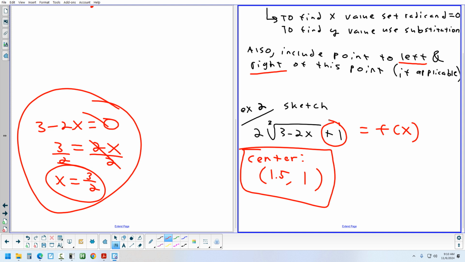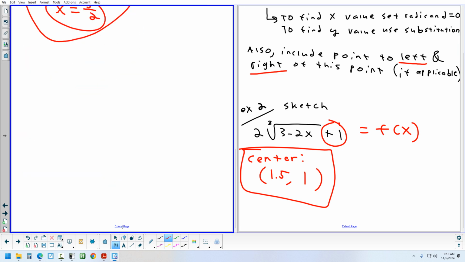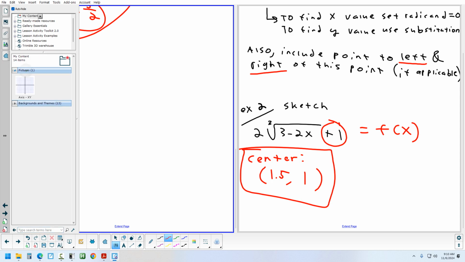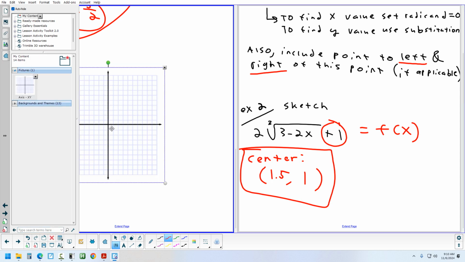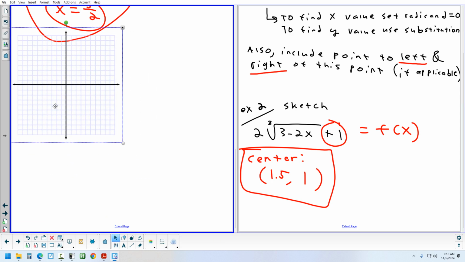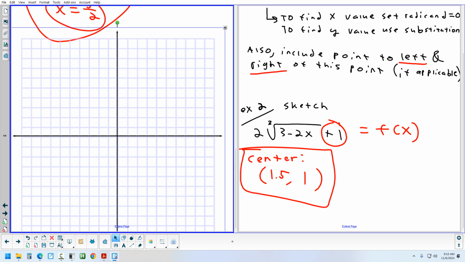So that is my new center point, 1.5, comma, 1. Okay. So now, let's graph it. Okay, let's make it all bigger. Okay, so 1.5, comma, 1.